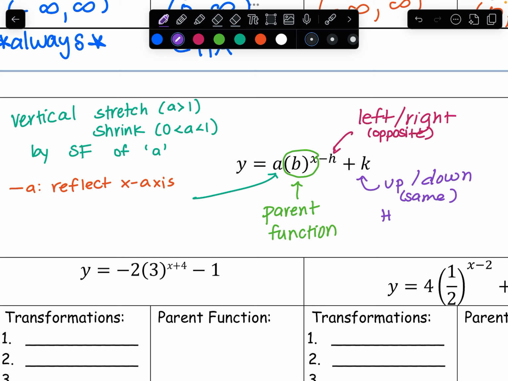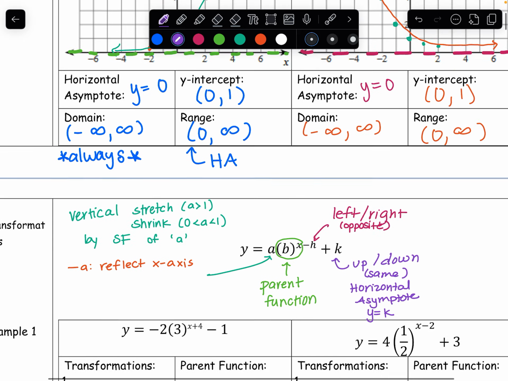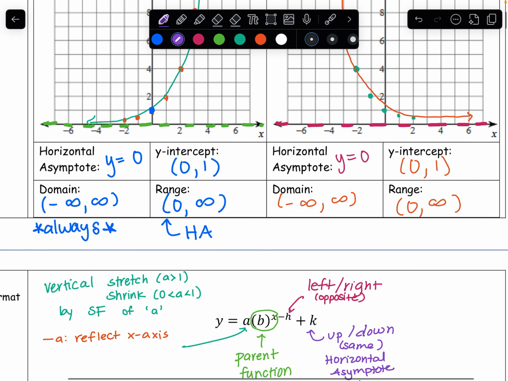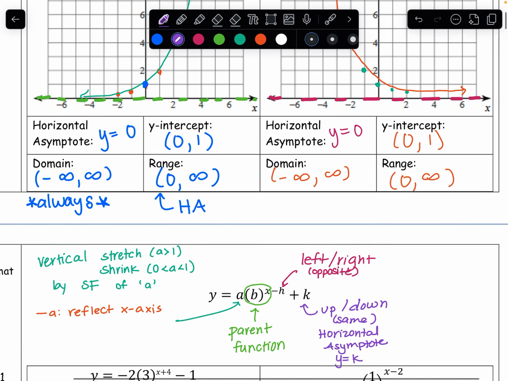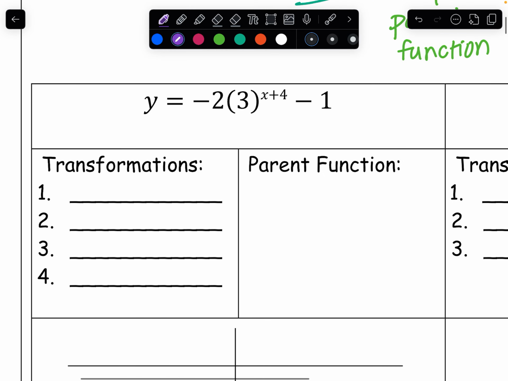It's also going to be your horizontal asymptote, which, again, is going to be y equals k. The reason is that the line can only move up or down, and it's our y value. Okay, so let's do some graphing.